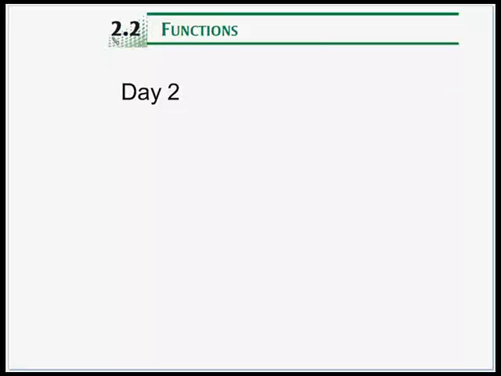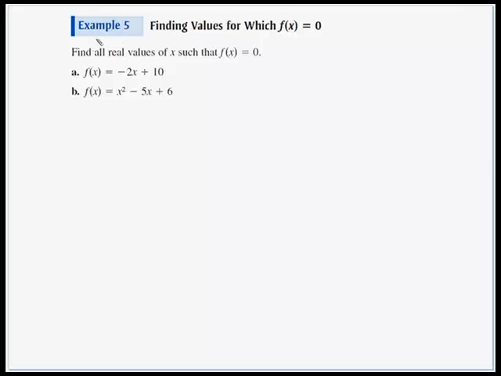In this video we're going to finish up section 2.2, which covers functions. So we'll pick up here with example 5, and the directions say find all real values of x such that f of x, the function, is equal to 0. So the first one here, we're going to take this f of x and turn that into a 0.